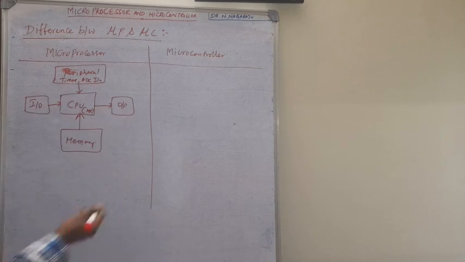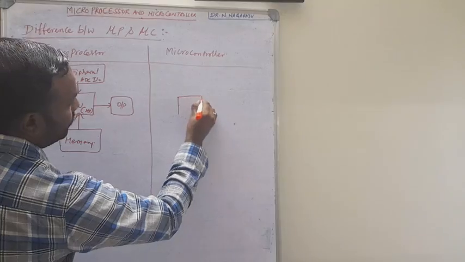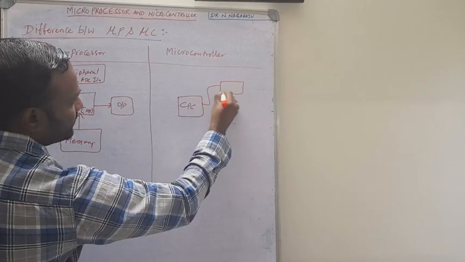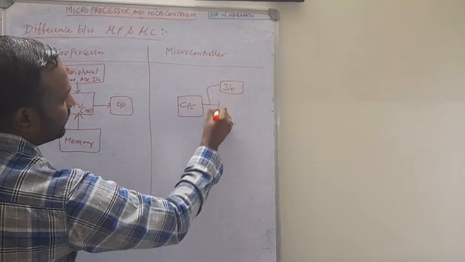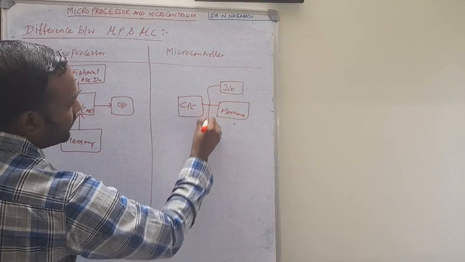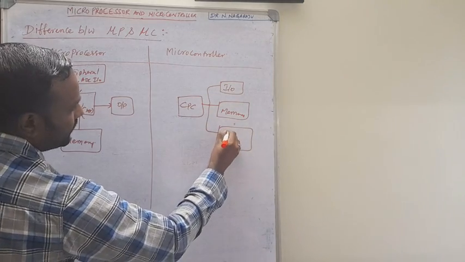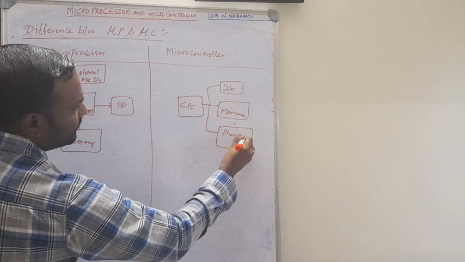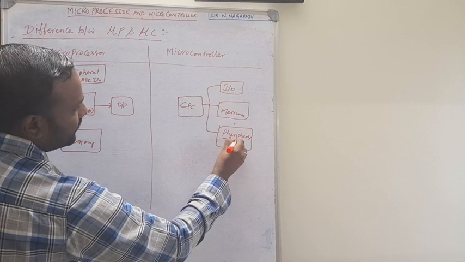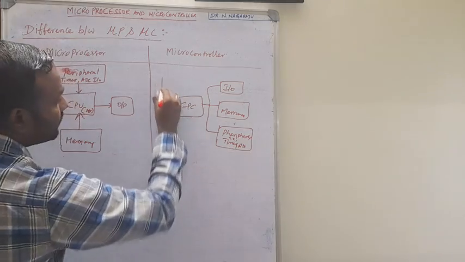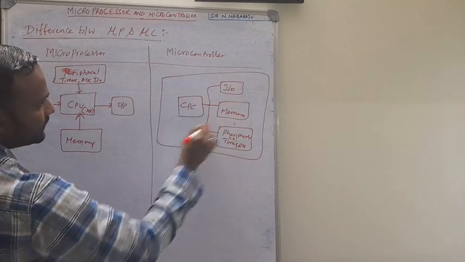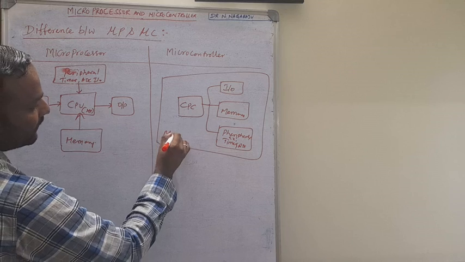What about a microcontroller system? A microcontroller also has a CPU. Then it has IO devices, memory, and peripherals, which are inbuilt. Peripherals are like timer and ADC. All of these are inside the chip itself. The whole thing together, all inside the CPU, is a microcontroller.